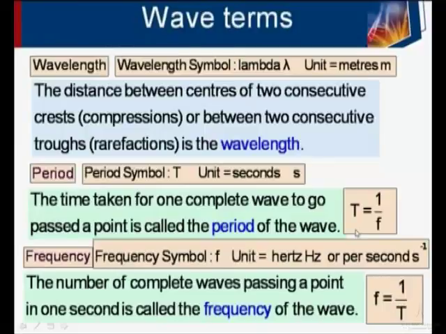Now remember, T is in seconds, and therefore frequency is in seconds to the negative 1, or per second, and per second is also defined as a hertz. It's important to know the difference between the period, which is the time taken for one complete wave, and the frequency, which is the number of complete waves passing a point in 1 second.